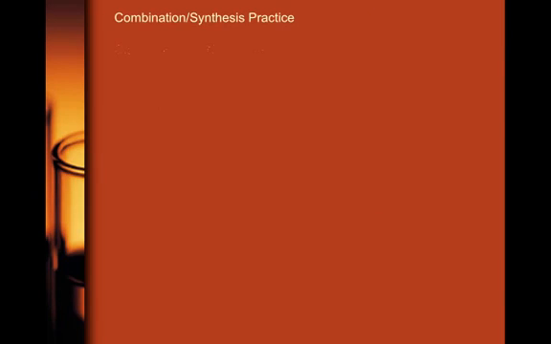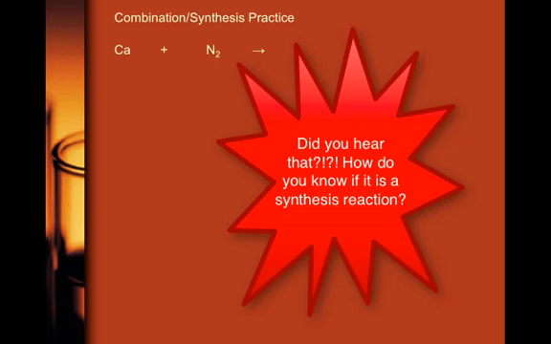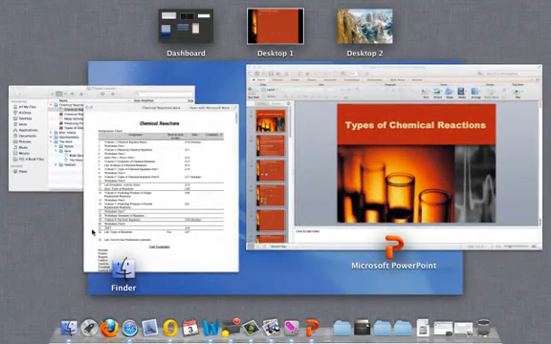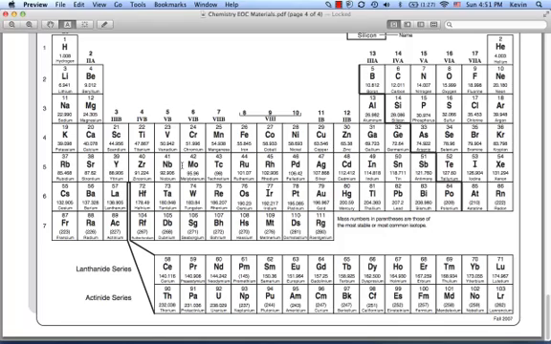Combination or synthesis practice. So let's do a few. So calcium plus nitrogen. So how do you recognize a combination reaction? You're going to be looking at pretty much elements, an element plus an element. If you see that, stick them together. So calcium and nitrogen are going to form calcium nitride. And when you do the calcium, you're going to look up the value of calcium. And so calcium is over here.